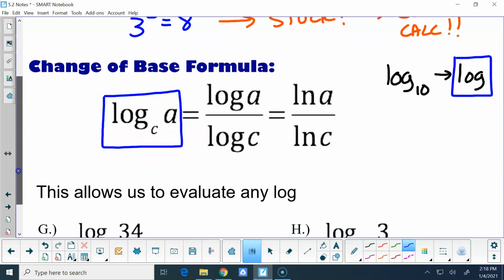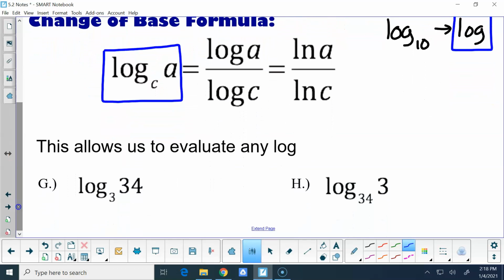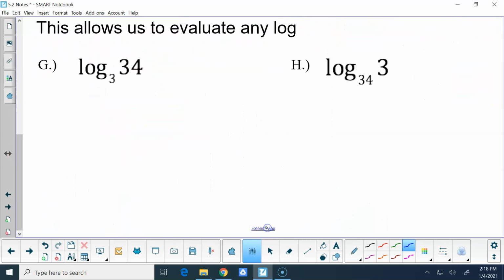So if I think about log base 3 of 34, well, 3 cubed is 27. 3 to the 4th is 81, because remember, logs find exponents. So this is going to be what exponent do I have to find. So it's going to be somewhere between 3 and 4.